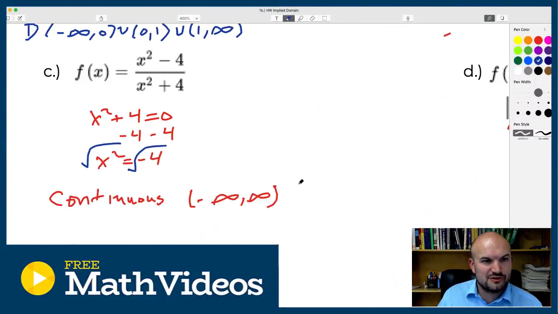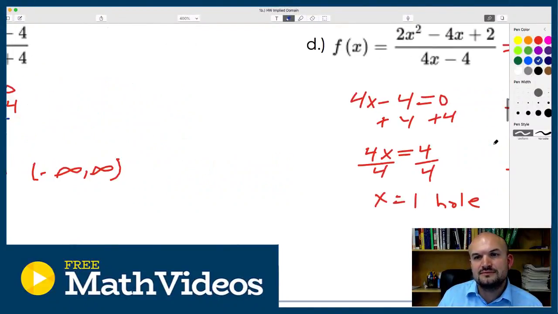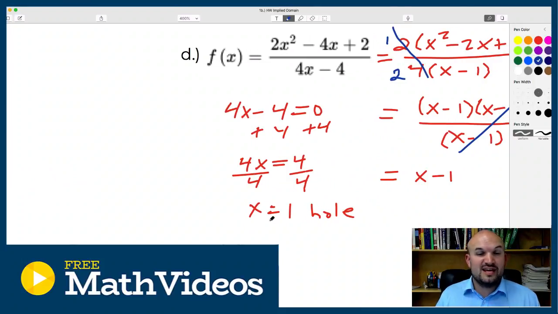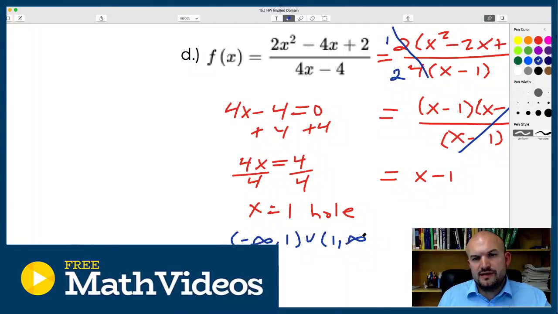Or we already kind of went through describing. So continuous, I already did that one. And then this one, we only have a hole at 1. So it's going to be from negative infinity to 1, union 1 to infinity.